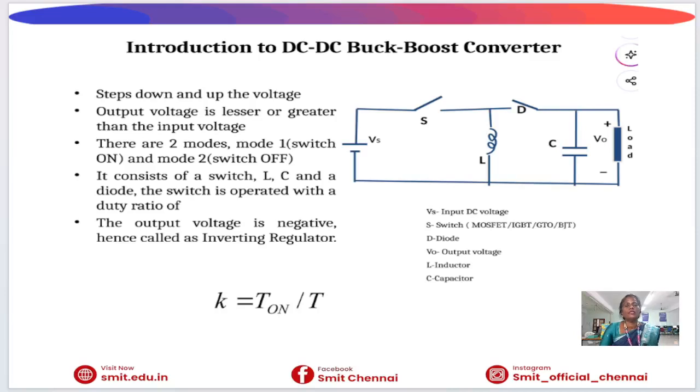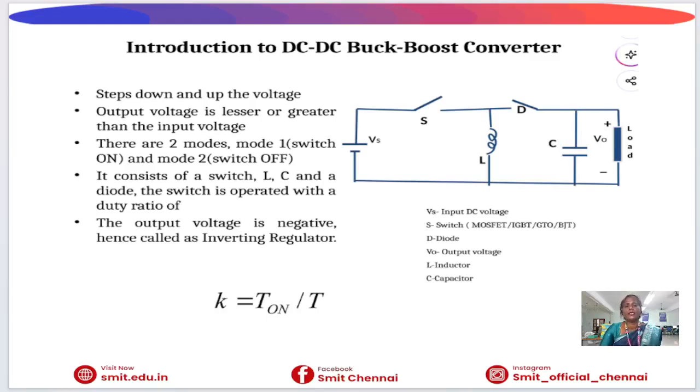Today we will study the DC to DC buck boost converter. This converter combines the features of both buck and boost converters. It can either increase or decrease the input voltage depending on the duty cycle of the switch. The circuit consists of a switch, diode, inductor, capacitor and load resistor. The switch is usually operated using PWM or pulse width modulation.